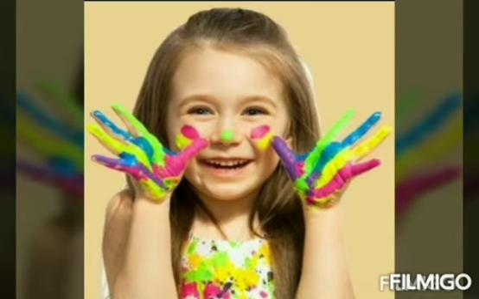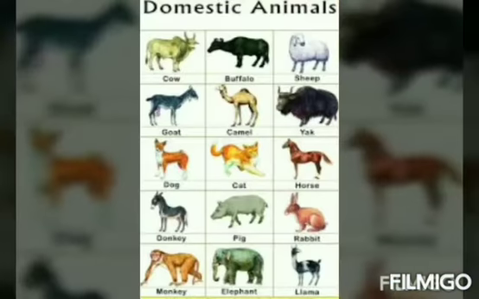Today, our topic is domestic animals. You know kids, domestic animals are very useful to us. We keep them in our houses. Now, we will read the names of five domestic animals. Let's start.